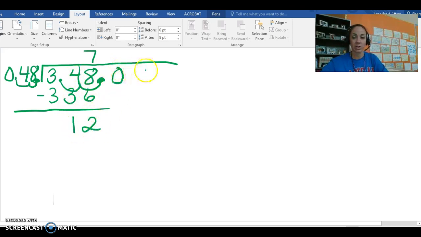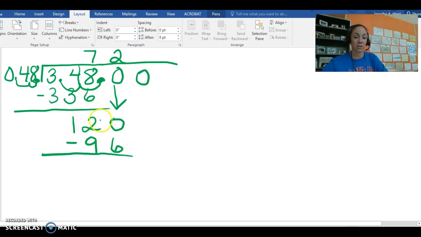Now we're going to add some zeros after the decimal point. Drop that 0 down so we have 120. And 48 goes into 120 2 times. So 48 times 2 is 96. So let's see, 120 minus 96. We have to do a lot of regrouping here. So we'll borrow a 10 and turn the ones into 10 ones. And 10 minus 6 equals 4.